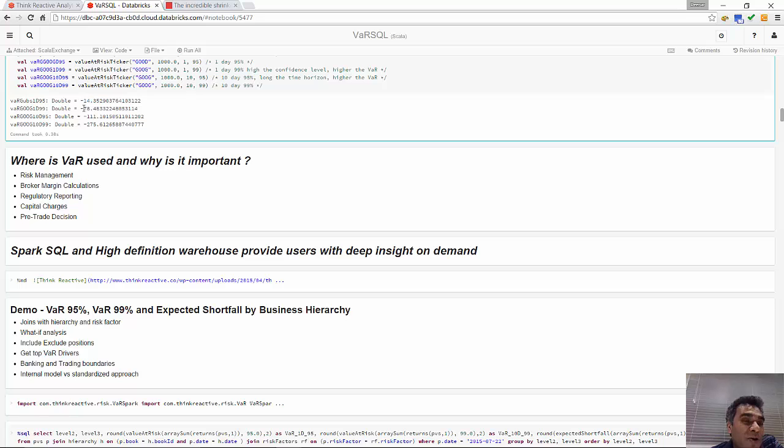Similarly, if you increase the confidence level to 99%, then your value at risk increases. If you wanted to know how much you would lose at the most 99 days out of 100, it's $78. So your 99 percentile VAR is $78. Similarly, as your investment horizon increases, your VAR increases too. A 10-day 95% VAR is $111, and a 10-day 99 percentile VAR is $275.